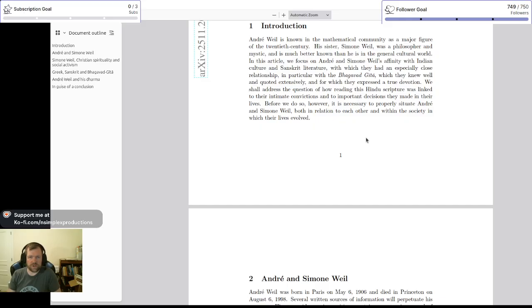We shall address the question of how reading this Hindu scripture was linked with their intimate convictions and important decisions they made in their lives. Before we do so, however, it is necessary to properly situate André and Simone, both in relation to each other and within the society in which their lives evolved.